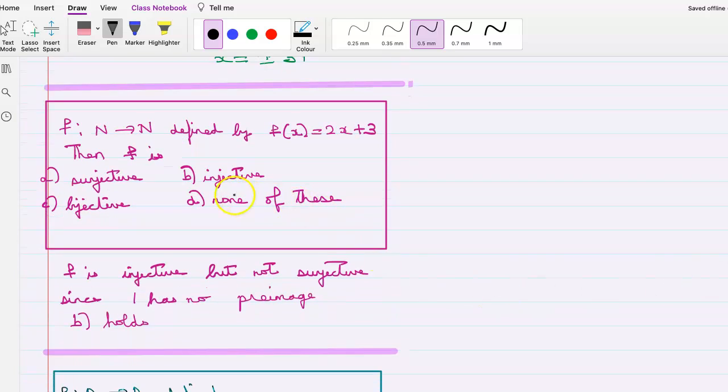Moving on to the next question, f is a function from N to N defined by f(x) equal to 2x plus 3. Which of the following holds? Now f is injective, but it is not surjective because if I write 2x plus 3 equal to y, x will be (y minus 3) by 2, which need not be a natural number. So 1 has no preimage because if 2x plus 3 equal to 1, it will not have a preimage. So it is only injective. B holds.